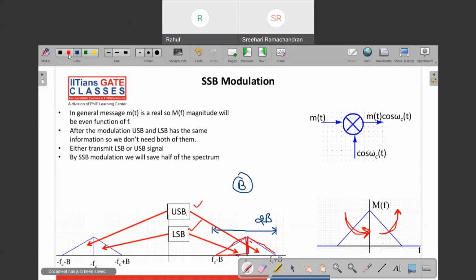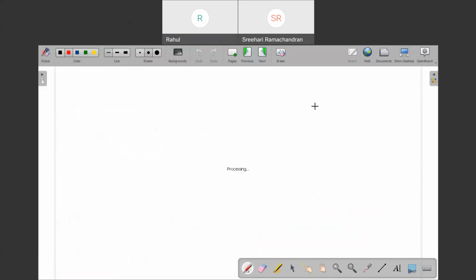So that is another analog modulation. Till now we have seen three kinds of modulation. One was the AM, one is the DSBSC, and now this is the SSB modulation. Does anyone have any doubt here? Now let me go to the next slide.